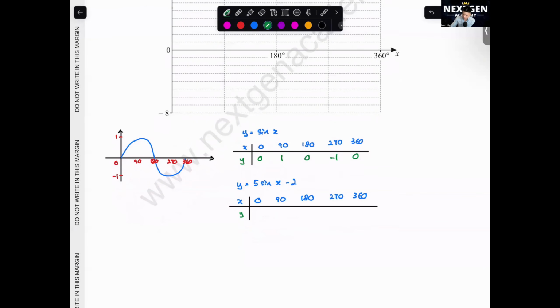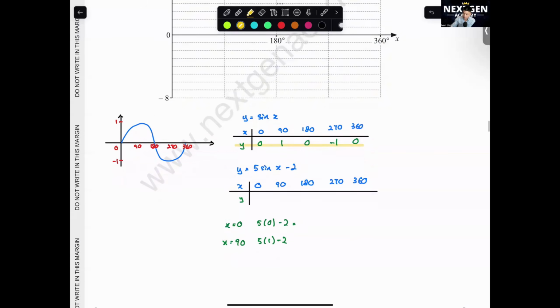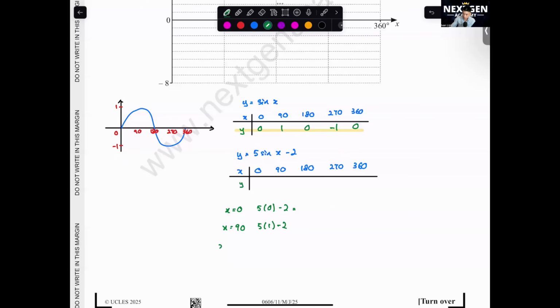To calculate for x equals 0, because x equals 0, my sine x is 0. So 5 times 0 minus 2. When my x equals 90, it'll be 5 times 1 minus 2. I'm following this set of values here for the sine x value right now, because y is equal to sine x. Then x equals 180, 5 times 0 minus 2. x equals 270, 5 times minus 1 minus 2. And the last one, x is 360, 5 times 0 minus 2.